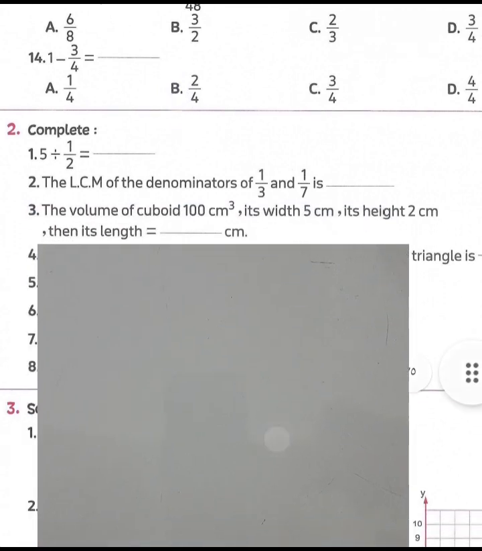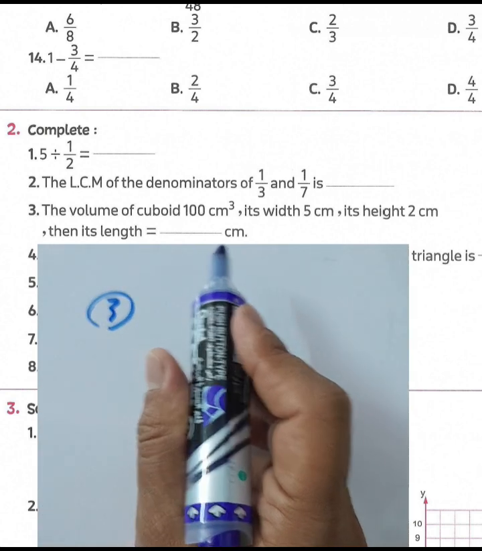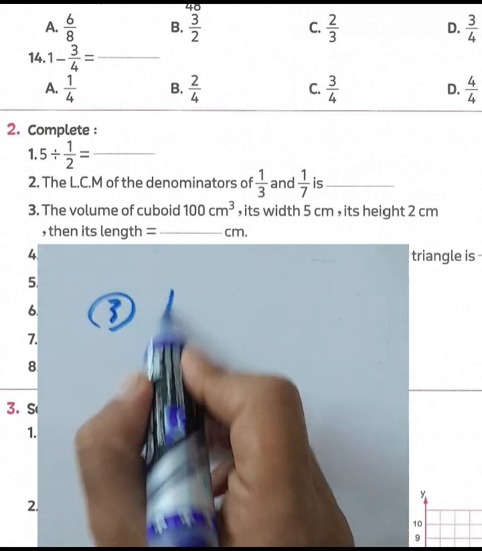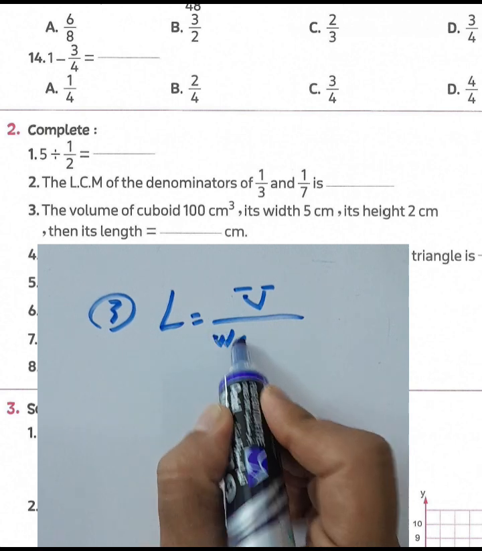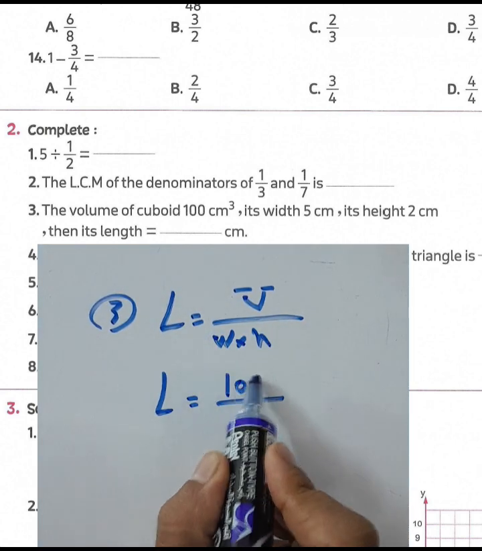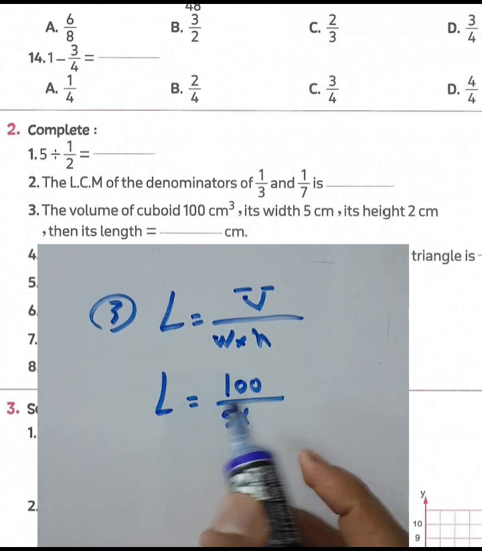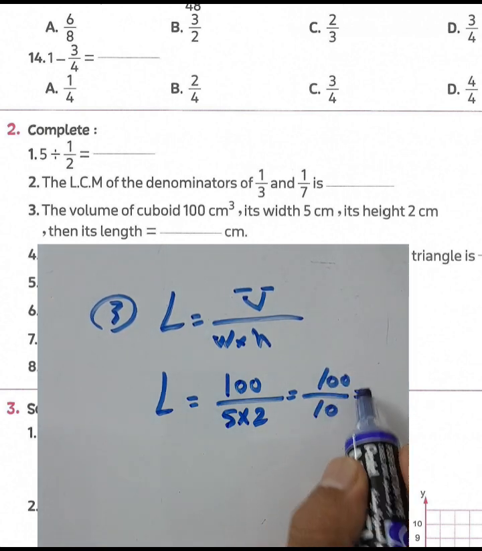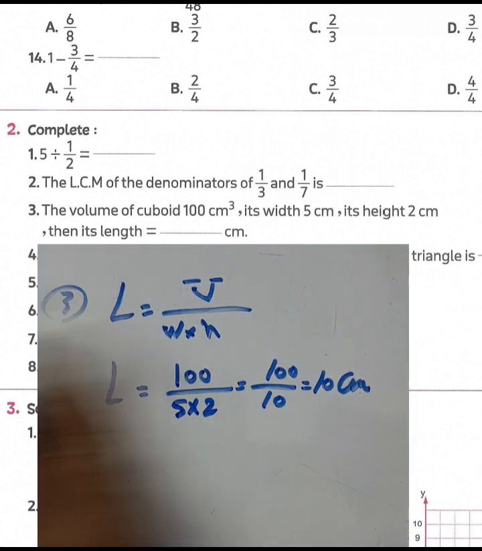Question number 3. The volume of a cuboid is 100 cubic centimeters, its width is 5 centimeters and its height is 2 centimeters. Then the length will be equal to the volume over the width times the height. The length equals 100 over 5 times 2, then the result will be 100 over 10. The result will be 10 centimeters.